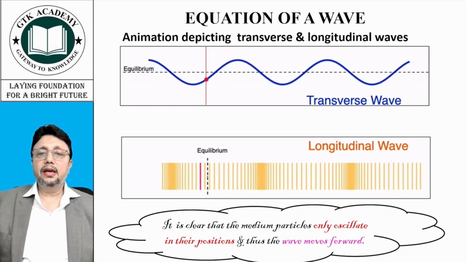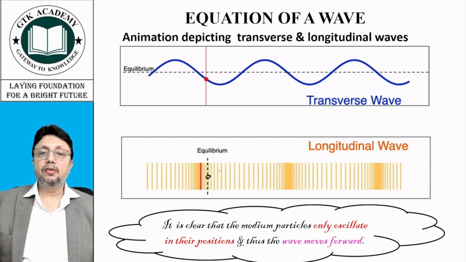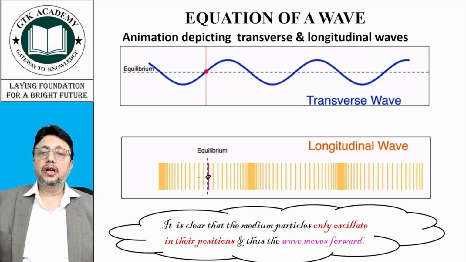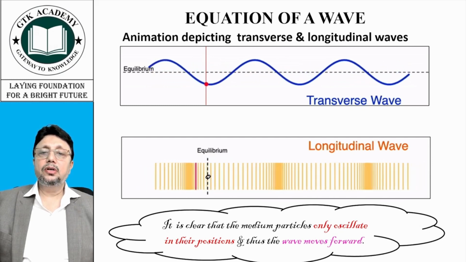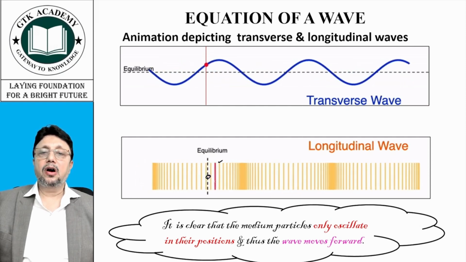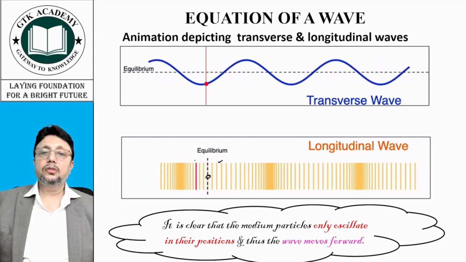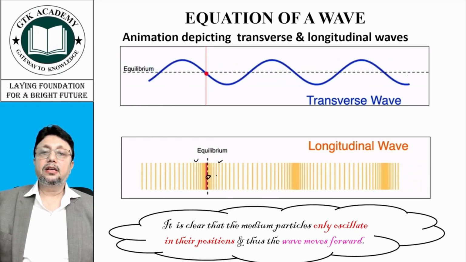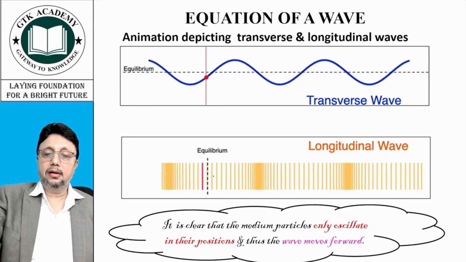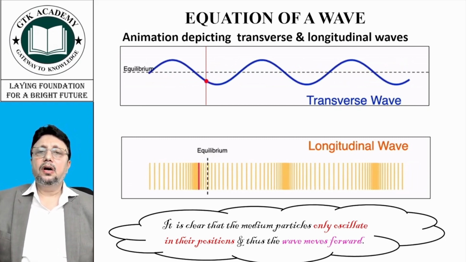Similarly, in case of longitudinal wave, you can see this is the mean position, and the red one, that matter is oscillating about its mean position. Just see this red mark. It goes here, again it comes back and goes on either side, and again it comes back. I hope it's clear.